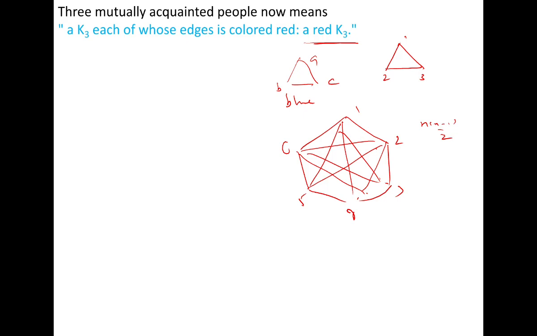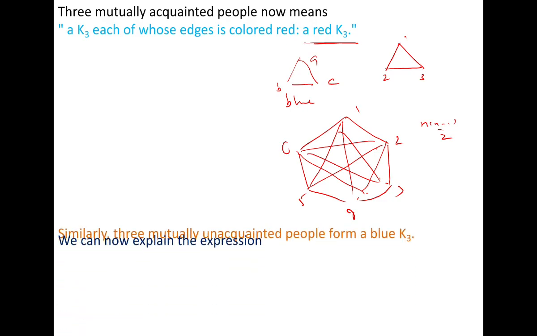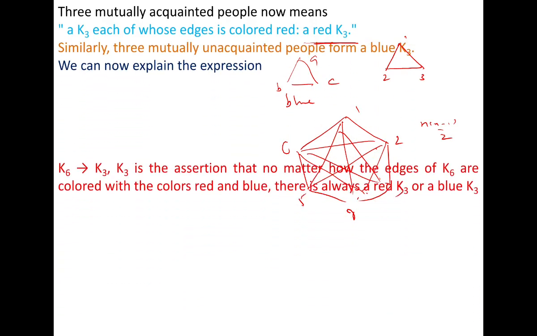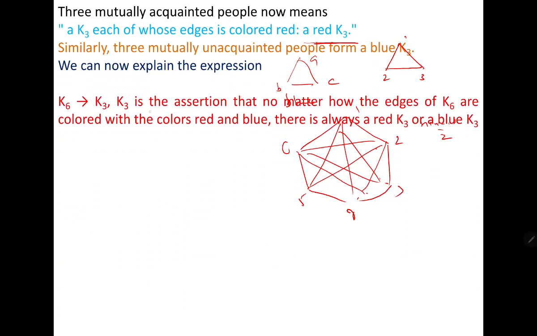It's not like you just make one coloring and say that, see, there is a red K3 or blue K3. That's not correct. If you had to disprove it, then you would need to find a coloring where there is no red K3 and no blue K3. But since we need to prove it, it should be true for all colorings. So this is what it means.